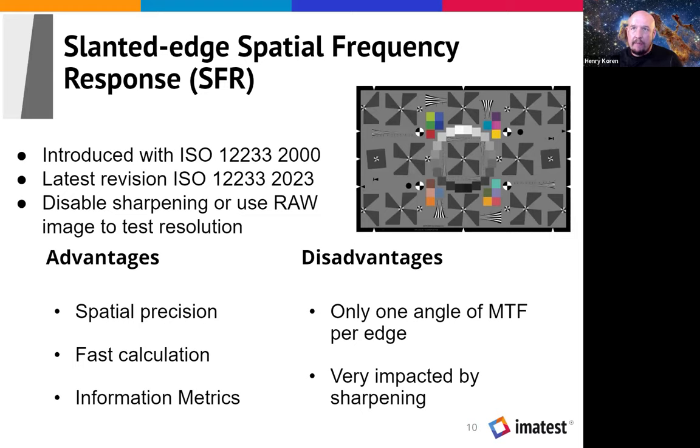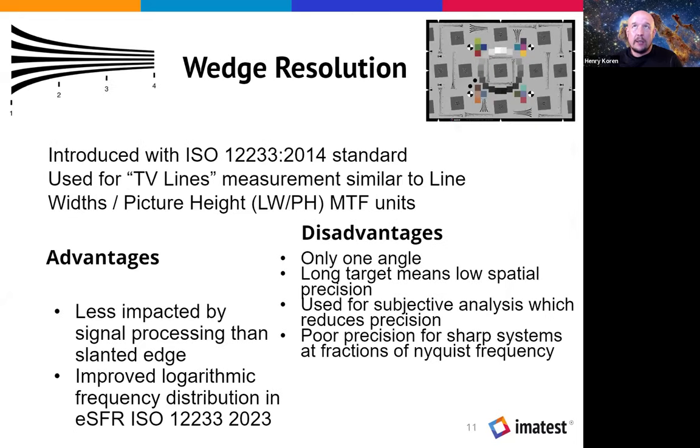The other disadvantage is the large impact of sharpening. It depends on which metric you're using. Some metrics like MTF50P are less affected by sharpening, where others like MTF50, or MTF10 especially, are very highly affected by sharpening. And you may get spatial frequency responses that look a little strange if that sharpening is extreme.